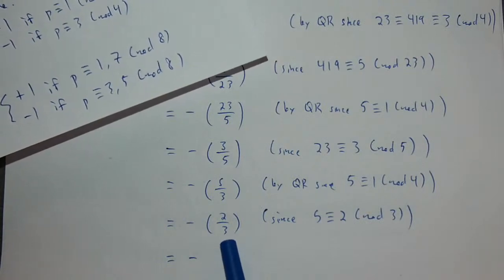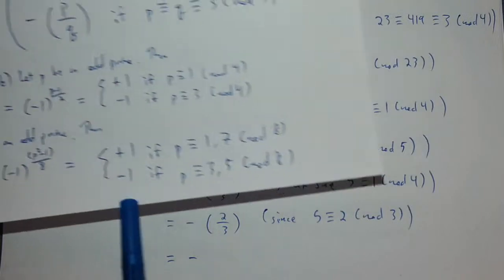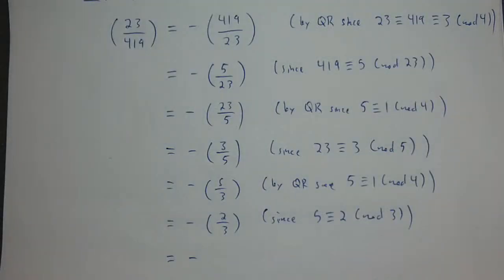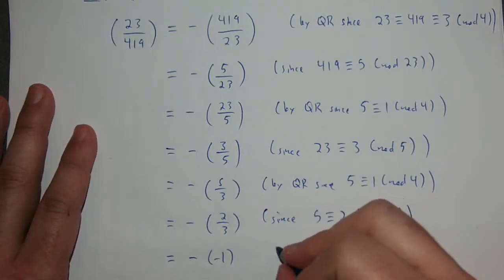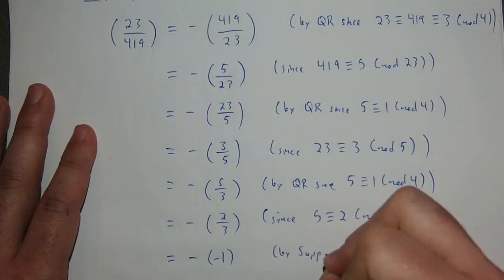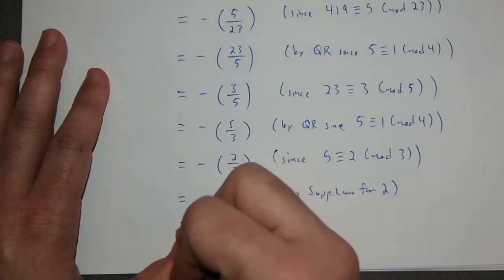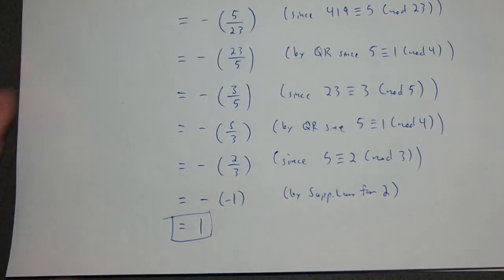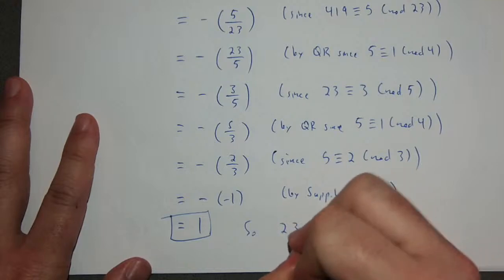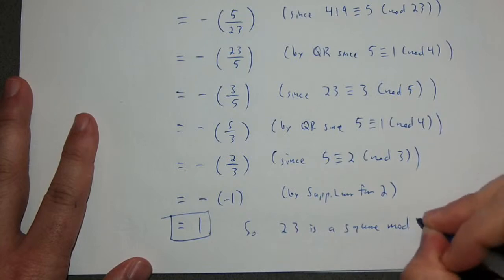So here I have 2 on 3. 3 is definitely congruent to 3 mod 8, and so this is a minus 1. So this is minus 1 by the supplementary law for 2. So this is 1. So 23 is a square mod 419.